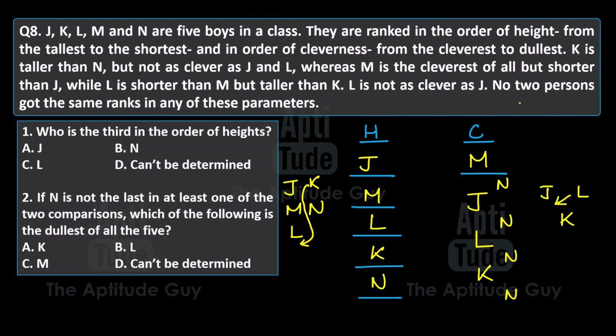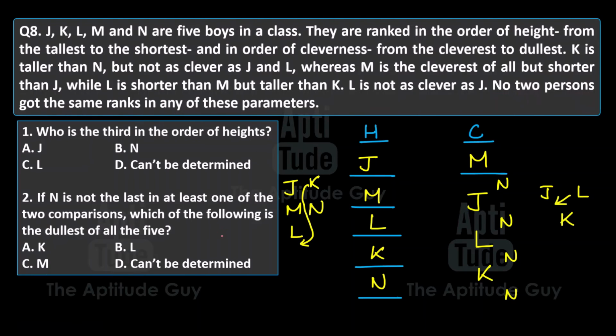Okay. Now, a lot of people again read the last line over here. No 2 persons get the same ranks in any of these parameters. No 2 persons get the same rank. That means it says K and N together cannot be last. L and N together cannot be second last. That is what it means. It does not mean that N is the last person in height, so N cannot be the last person in cleverness. That is not what it means. It simply means that 2 people cannot share a rank. That's it. Okay, so this is the data.